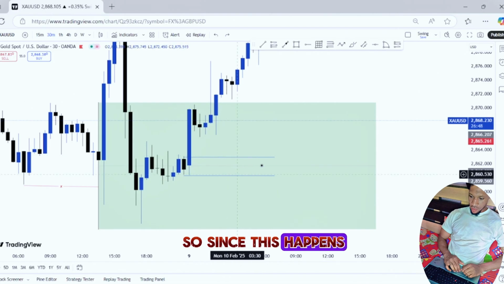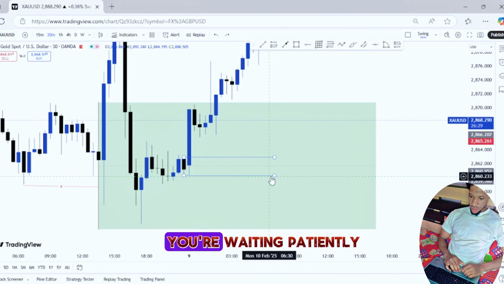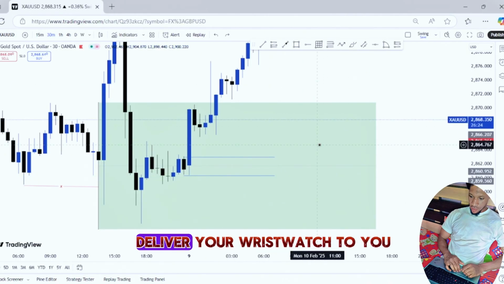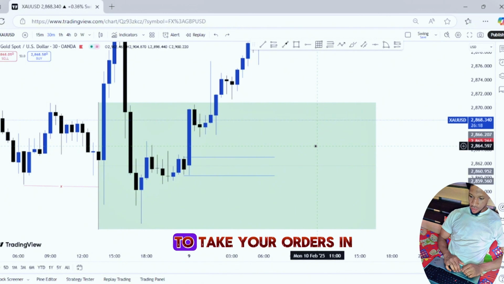So since this happens to be our order block, where is now our fair value gap? And before we go further, what is a fair value gap? A fair value gap are regions where orders need to be filled in. Just imagine that you purchase a wristwatch for $50 and you pay with your credit card. You're waiting patiently, knowing the fact that those companies are going to deliver your wristwatch to you because you've already placed your orders. You're waiting for them to fill in your orders, to take your orders.